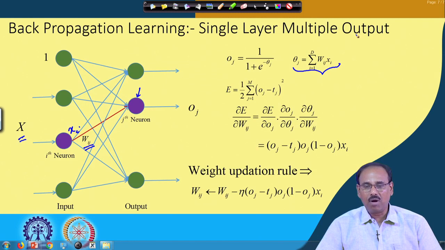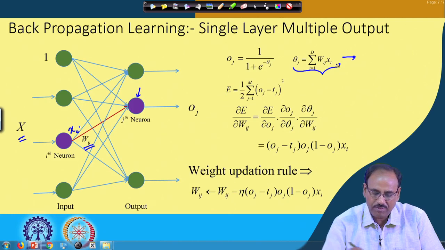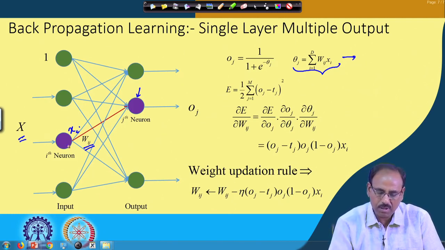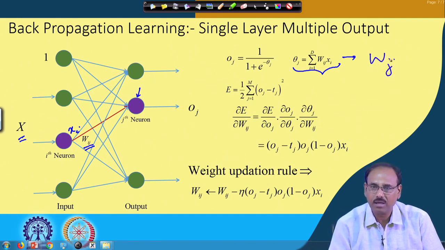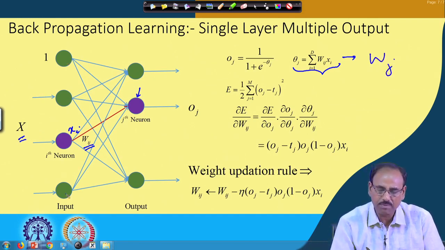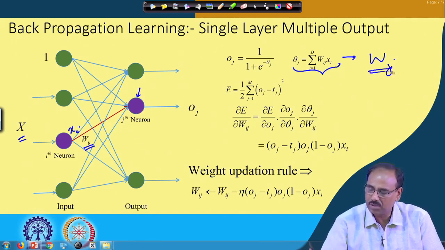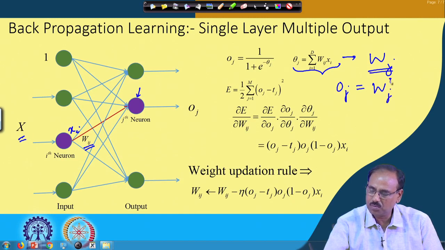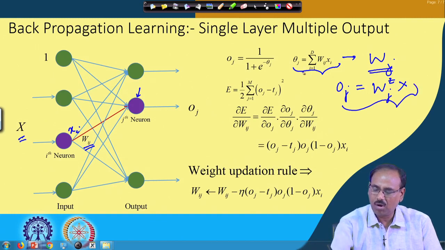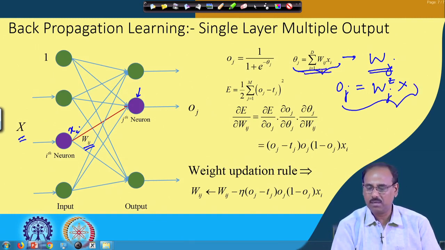So, this is the weighted sum of the inputs. If I represent all the weights from all the nodes in the input layer to the jth node in the output layer by a vector w_j, this expression theta_j is nothing but w_j transpose x. So, I can put it in this vector form or in scalar form, but both of them are the same.